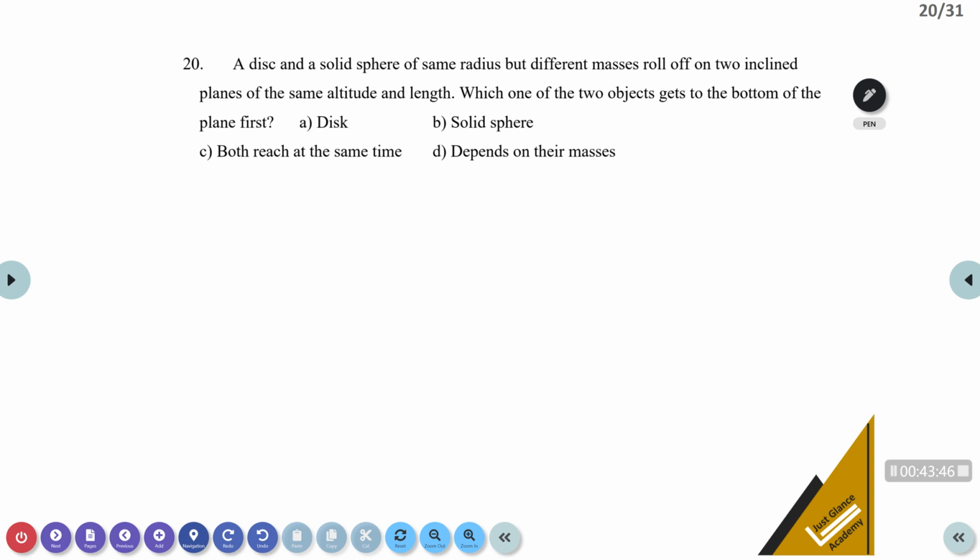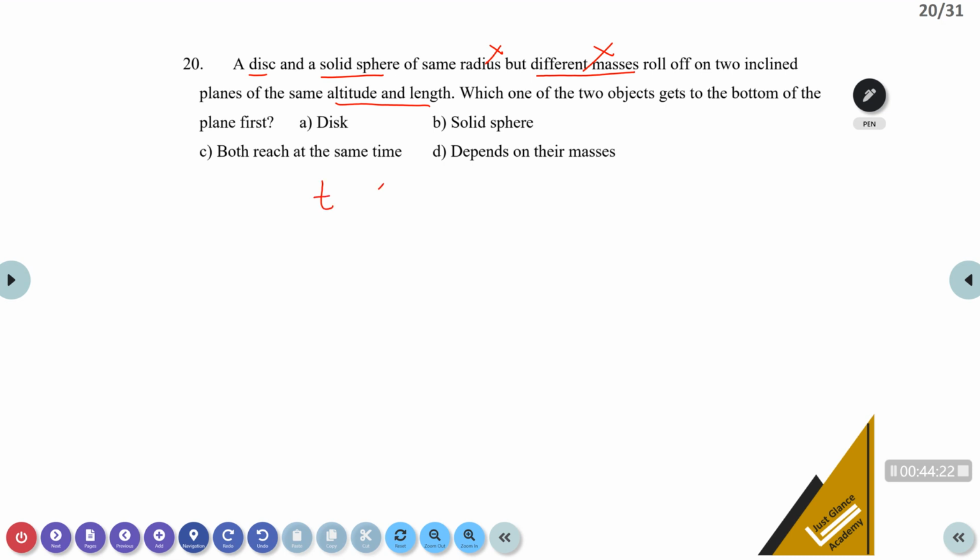Next. A disk and a solid sphere of the same radius, but of different masses, roll down two inclined planes of the same altitude and length. H is the same, L is the same. Same radius but different mass is immaterial. The radius is also immaterial. Only k square by R square is important. Which one of the two objects gets to the bottom of the plane first?